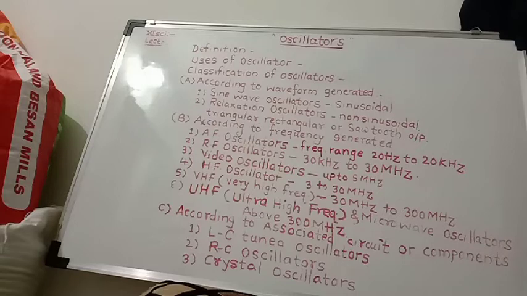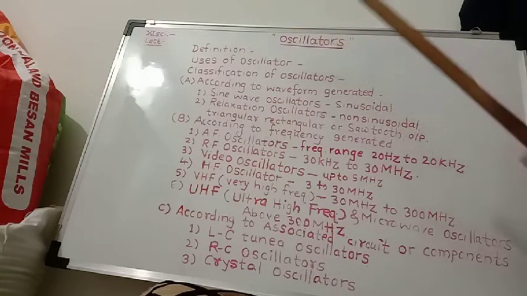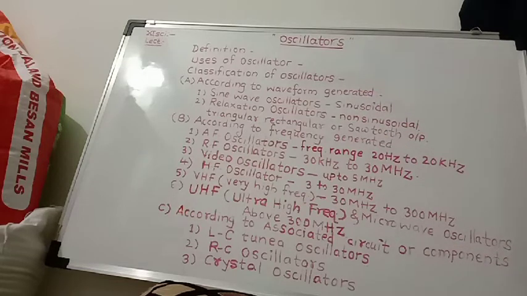Oscillators generate different types of AC waveforms, sinusoidal or non-sinusoidal. It generates, or it oscillates. Sinusoidal means sine wave signals, and non-sinusoidal signals are triangular waves, rectangular waves, sawtooth waves, or square waves.